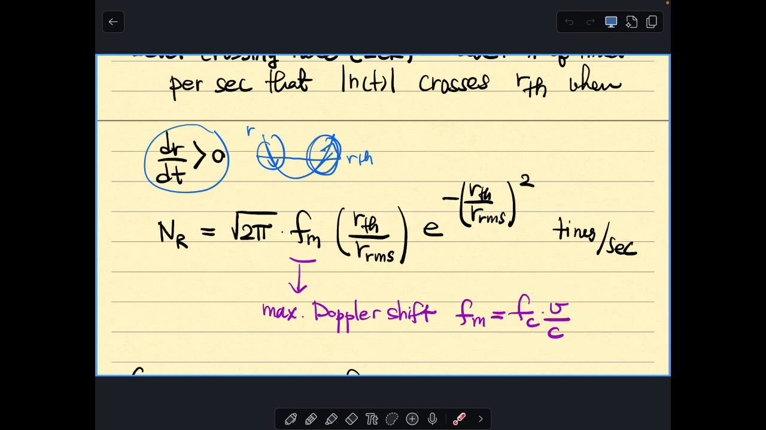What is Fc? Carrier frequency. What is V? Relative speed between the transmitter and the receiver. What's the C? Speed of light, right? So here this is in terms of hertz, right? Or per seconds.